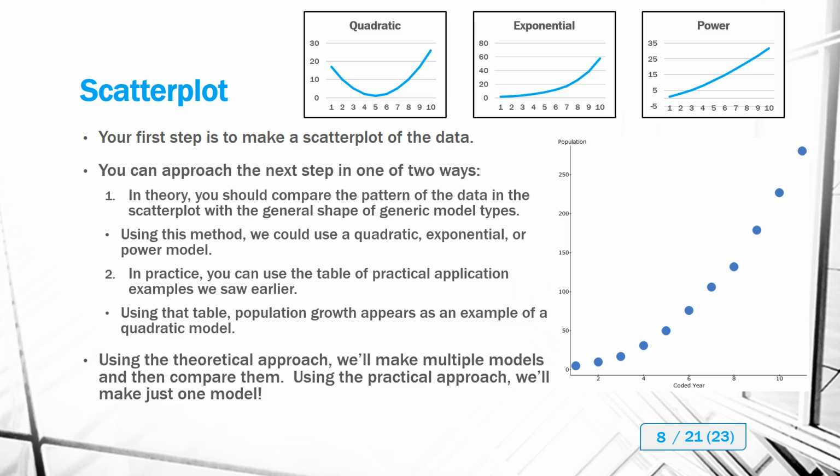Now, if you want, you can use a theoretical approach. You can make multiple models, you can compare them, and then come out with the quadratic on top when you do your comparison. But if we know the quadratic's going to come out on top beforehand, why go through the comparison? It's much more practical if we just know the one model we need to make, and then we can just go about our business of making and using that model.